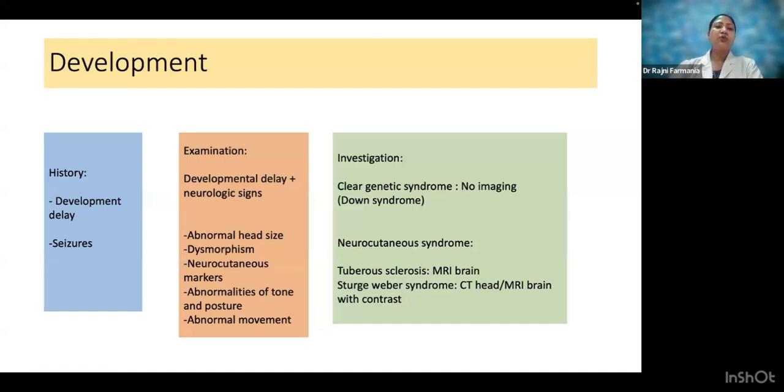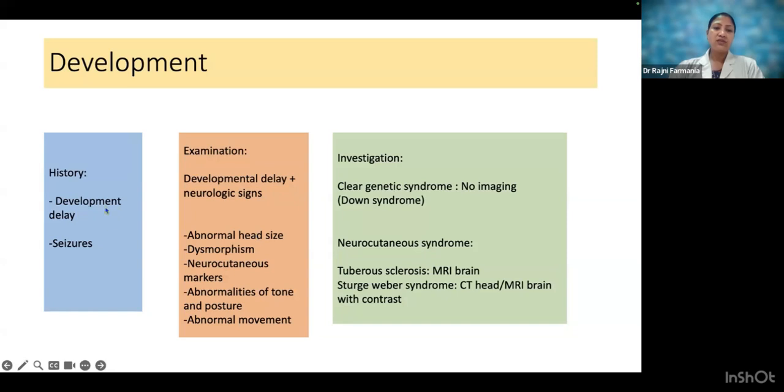So whenever we come to a case of delay in development, we want to understand the additional history and signs. What was the birth history, the family history, how was the child growing, and what is the differential in development? Is it just motor delay or motor plus sociocognitive delay? And when you examine, you want to see the head size, the dysmorphism, the skin and neurocutaneous markers. Are there any birthmarks? What about abnormalities of tone and movement?